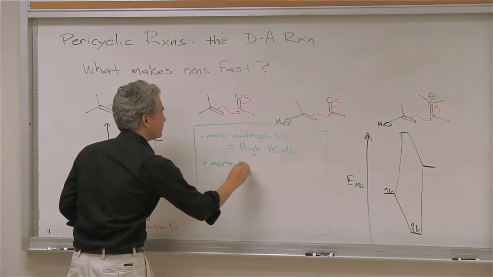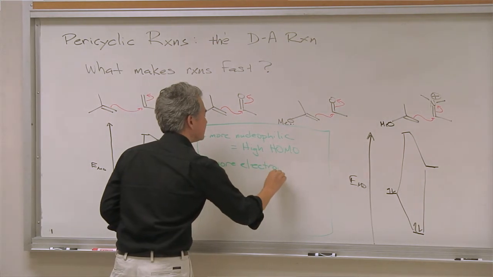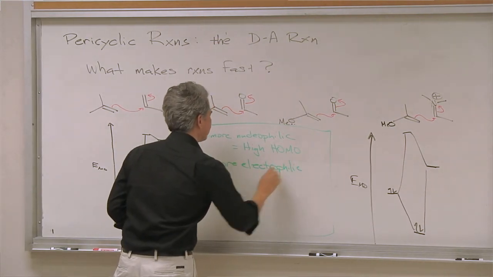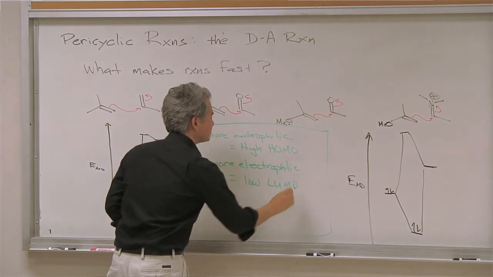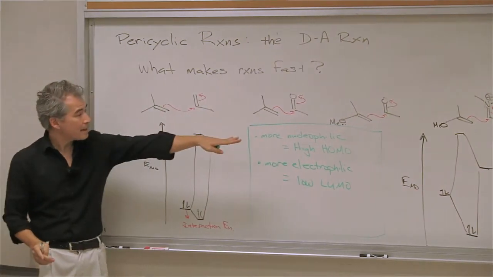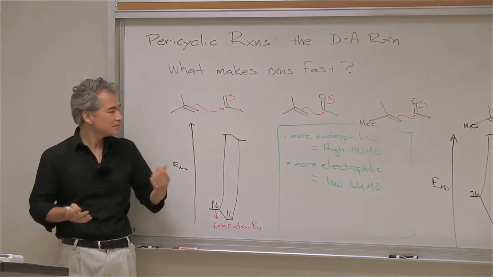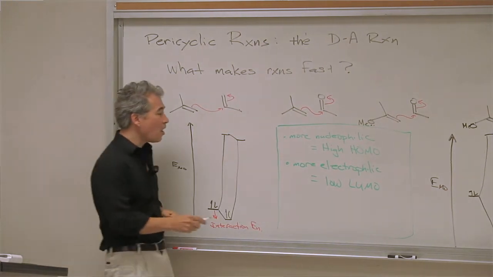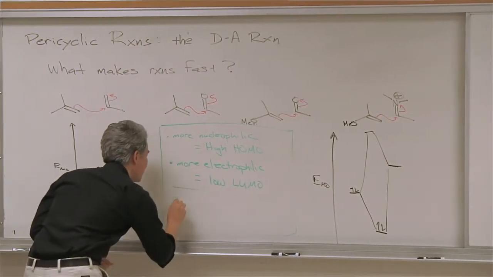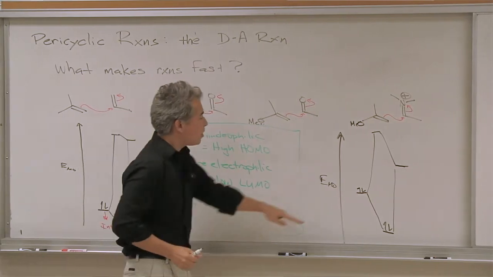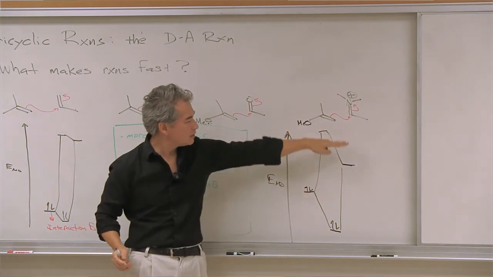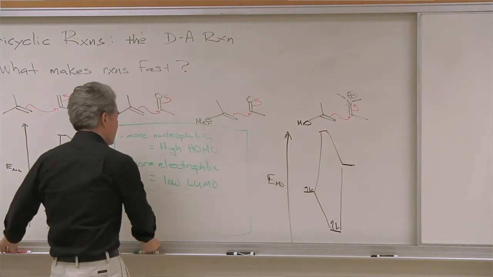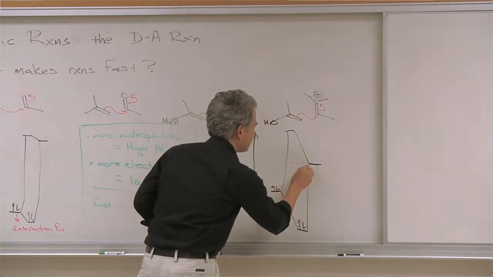For the electrophile, more electrophilic corresponds to a low energy LUMO. It's easier to add electrons to an empty orbital that's lower in energy. That just kind of makes sense. And overall, a fast reaction has a small gap between these two. Because if you push up the energy of the HOMO and you lower the energy of the LUMO, you end up with a smaller HOMO-LUMO gap.